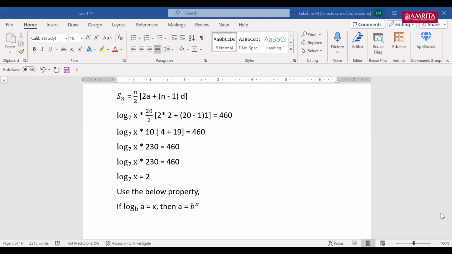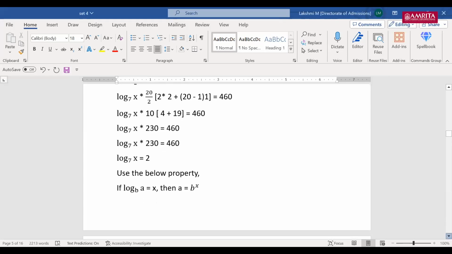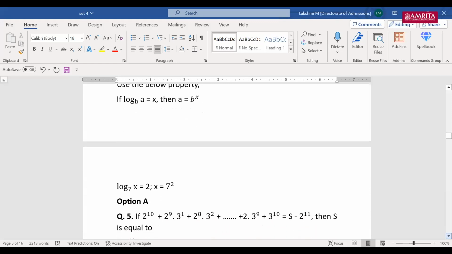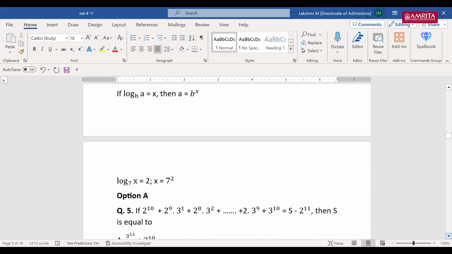Yes, I know there are a lot of queries being posted here. Just hold on for a moment. So if log AB is equal to x, then A is equal to B raised to x. Similarly, log 7x equal to 2, so x is equal to 7 square. That is okay, completely fine.